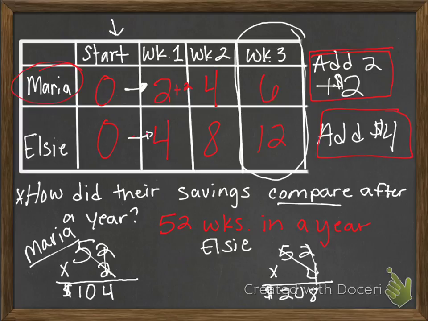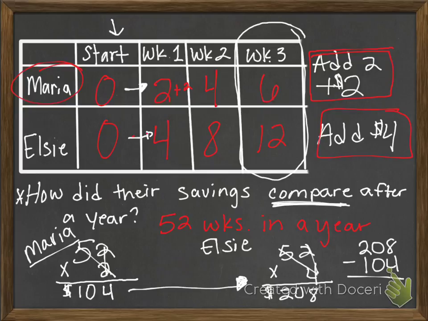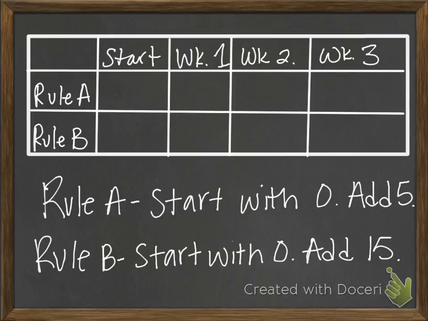But in my questions, it's saying how did it compare? So that word lets us know what's the difference between these two. And when I say difference or the word compare, you know we're subtracting. So we need to subtract 208 by 104 to see how they compared. So go ahead and do that, which we get $104. So that means Elsie has $104 more dollars, or twice as much as Maria. So on your practice work, you're going to see things like, or tables like this.